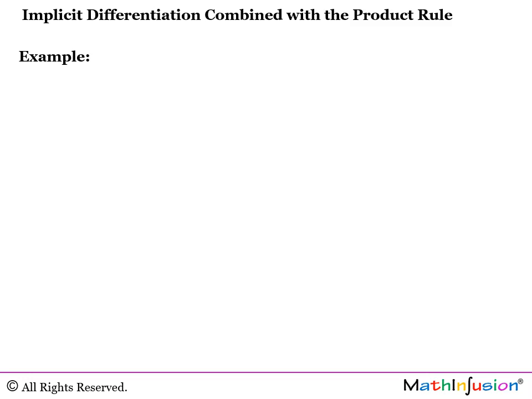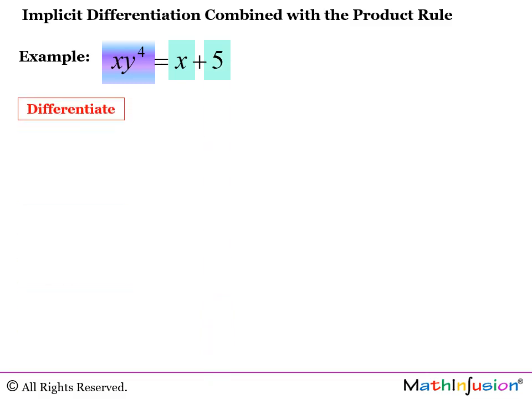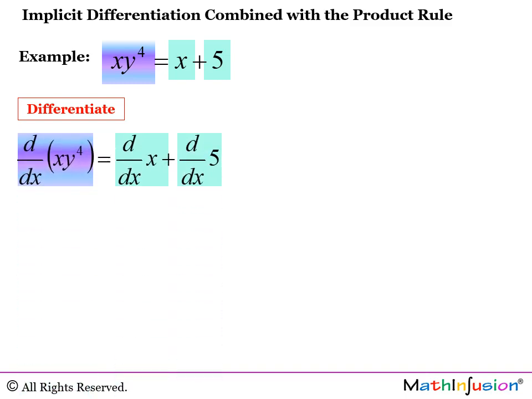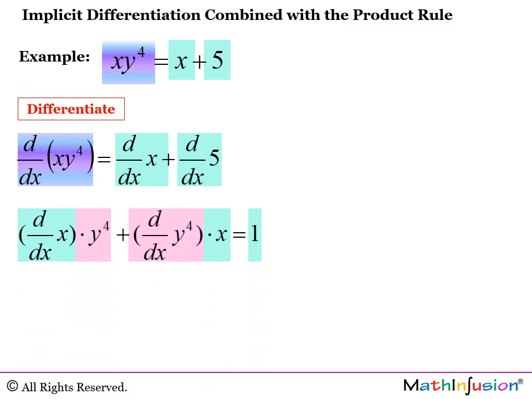We are now going to combine implicit differentiation with other rules. We will start with combining implicit differentiation with the product rule. Example: x y to the power of 4 equals x plus 5. The gradient color is for expressions which are mixing x and y's. Step 1, we have to differentiate. We now have to use the product rule. Let's do the product rule.